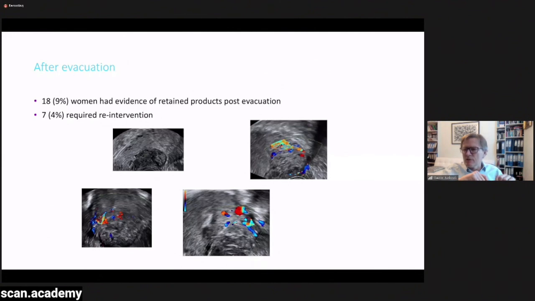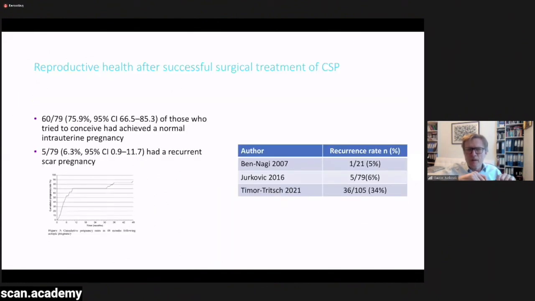What is the risk of leaving tissue behind? Not very high. About 9% of our women had retained products after evacuation. I must say some of them were 12, 14, 15, 16 weeks after pregnancy, and only 4% required intervention. So most of the small amount of tissue will resolve spontaneously without need for further treatment.